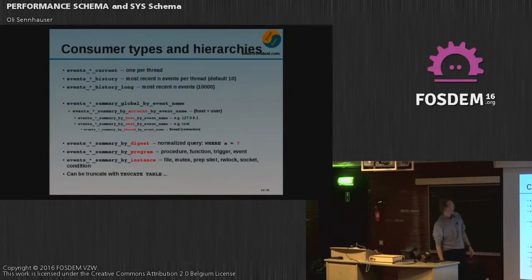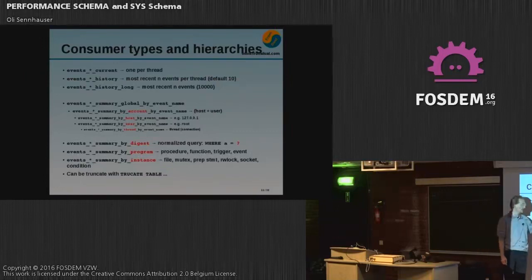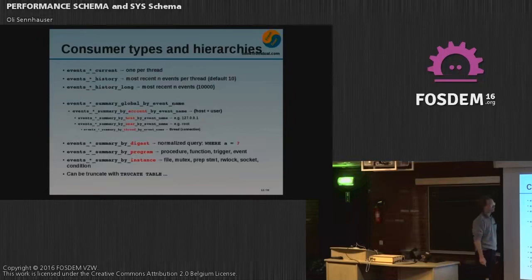Then we have other hierarchies or aggregations, covering all events. We have aggregations by account. An account is host plus user. Here we have aggregations per host and per user. So we can aggregate on, let's say, 127.0.0.1, or on the root user, or your application user. And we can also aggregate on a thread basis.